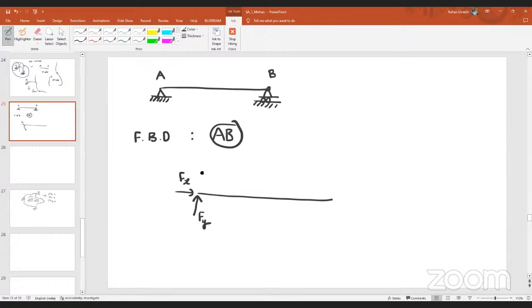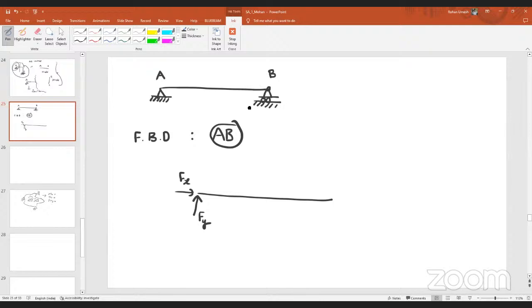Remove it from all possible contacts and then show the effect of the object in terms of the forces. Here, as it will not allow any deflections, it will impose the resisting forces at point A. That's why, instead of representing it as a hinge support, I am representing it in terms of the resisting forces. Okay.